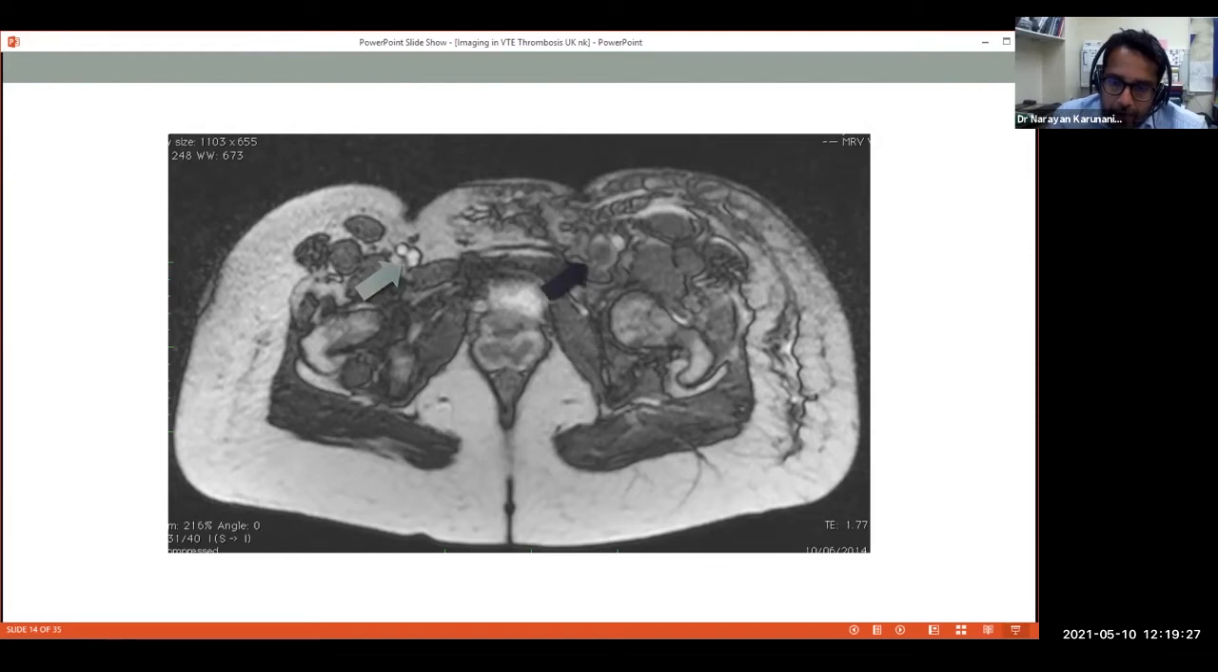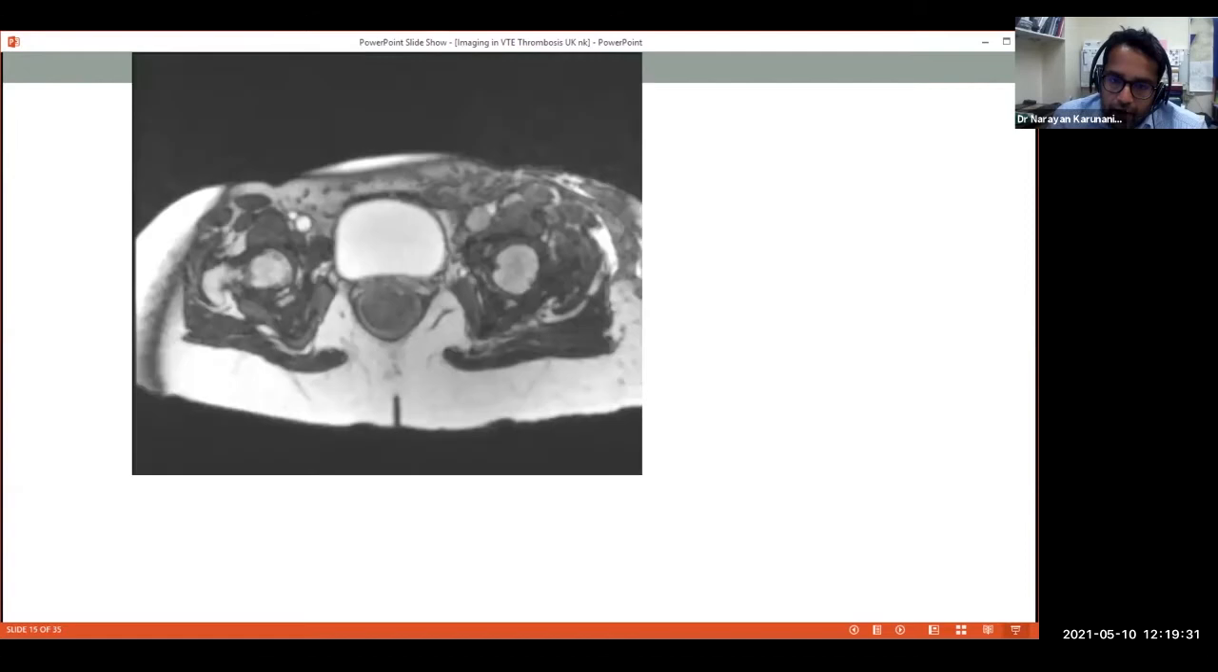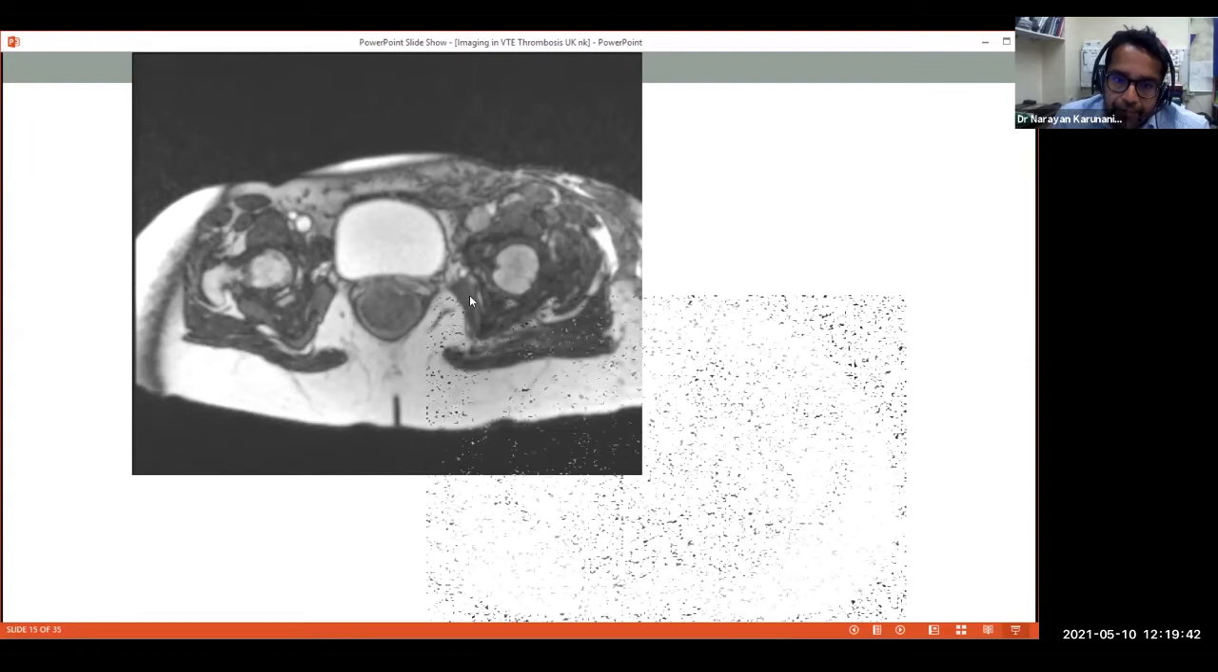Those arrows just point out the normal vein on the right and the abnormal vein on the left. This is another patient who presented also with a left leg swelling, and again we can see the thrombus within the left common femoral vein.